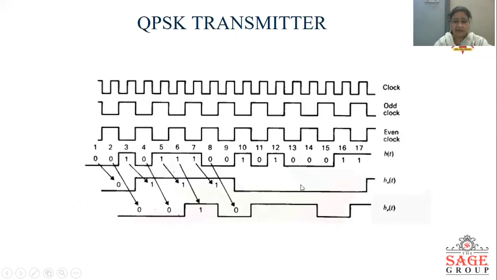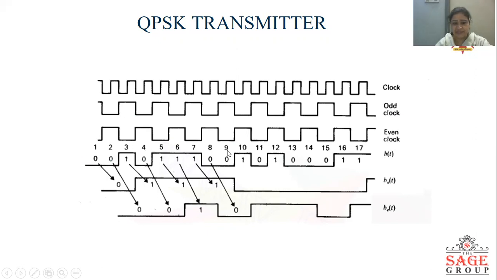So here we can see some important waveforms which can explain the working of the QPSK transmitter. This is the clock which is having a frequency of FB. When this clock was given to the toggle flip-flop, the two outputs generated were the odd clock and the even clock, and here the time period is getting doubled. That means the frequency is getting halved. So here we have the odd clock and the even clock. Now the odd clock is given to the odd flip-flop and the even clock is given to the even flip-flop.